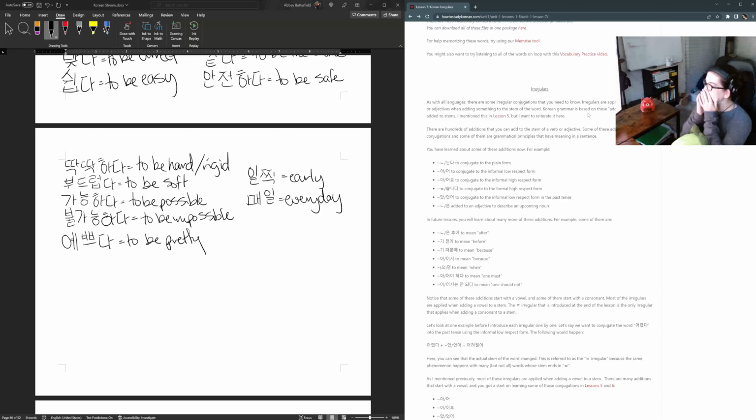All right, where were we? So we learned 는 and ㄴ, and 아 and 어, and 습니다, which is conjugation for respect.